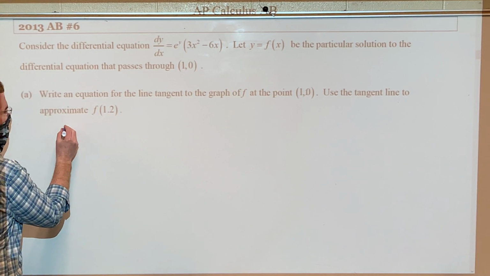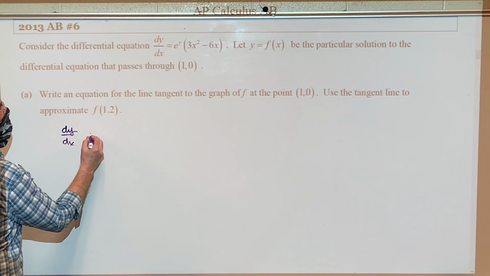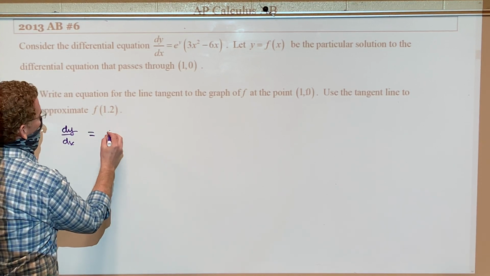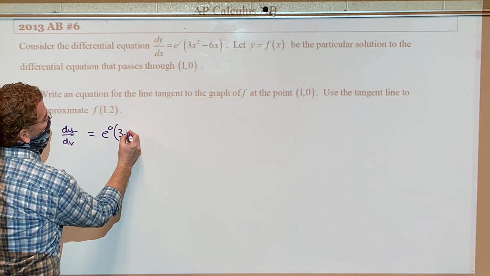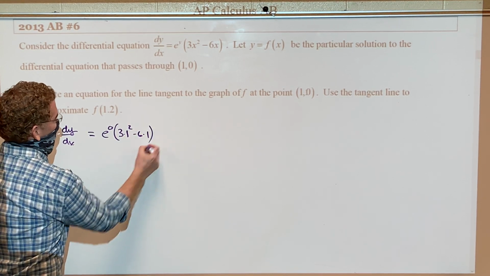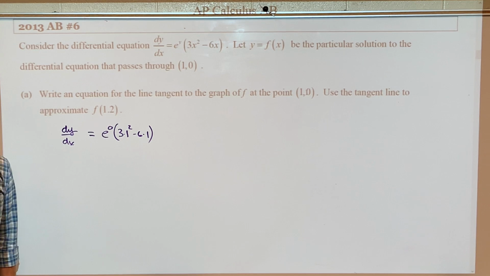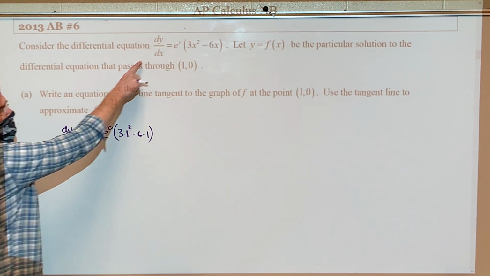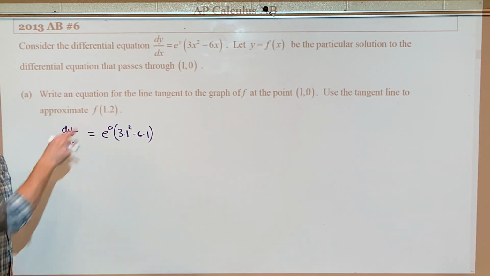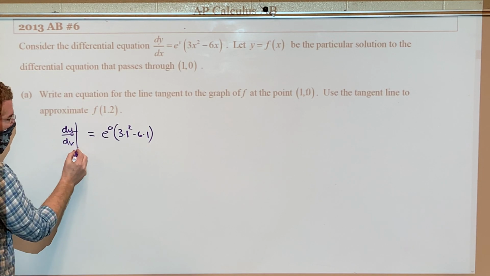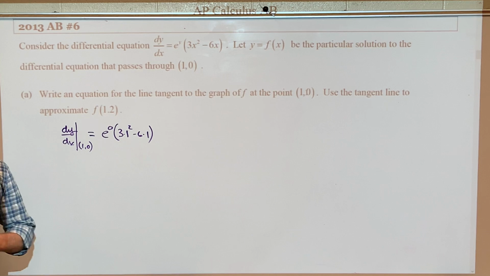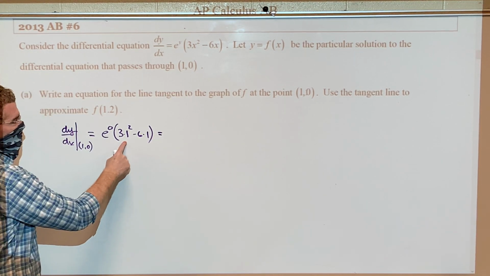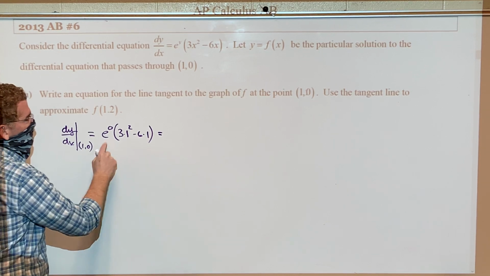Do I say dy dx? Do I say e to the 0 times 3 times 1 squared minus 6 times 1? Do I write that? No, because that's not the slope. I want the slope at that point. So I say the slope at (1, 0). Label what you're doing. They need to see that, okay? And then what do I end up getting? 3 minus 6 is negative 3, times 1.